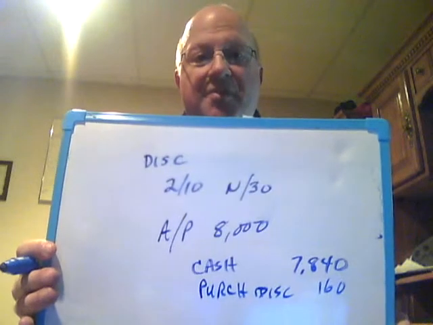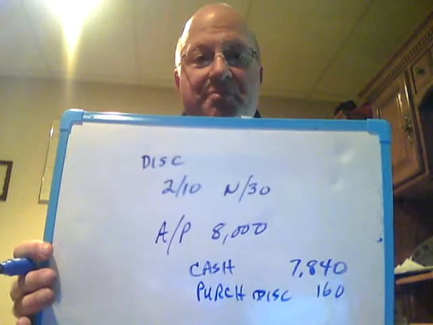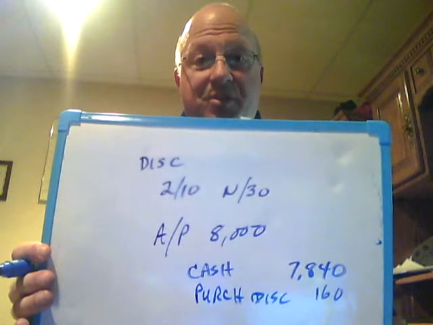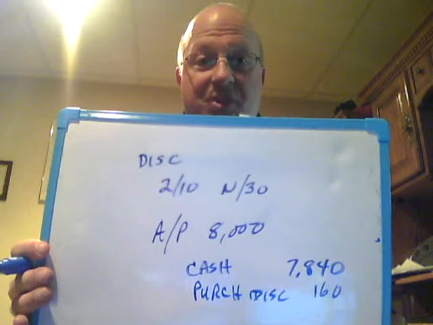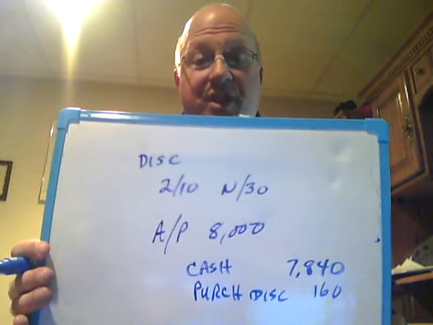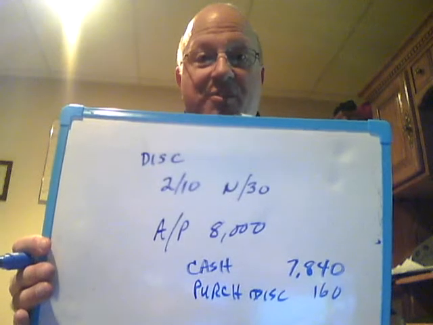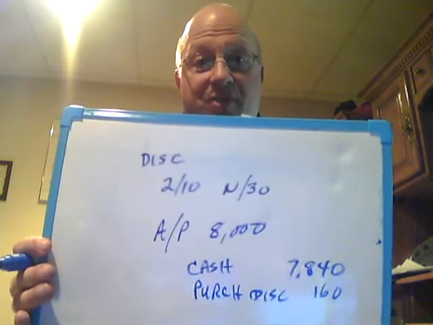and you would have a purchase discount of 160. And remember that this is using the periodic system. That credit would have been to inventory, by the way, under a perpetual system; a periodic system uses this purchase discount account, which is a contra purchases account, remember, and so that's why it has a credit balance, whereas the purchases account has a debit balance.